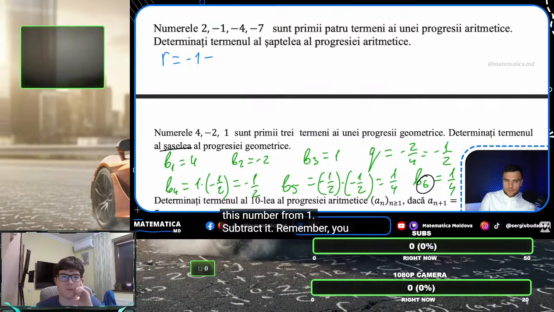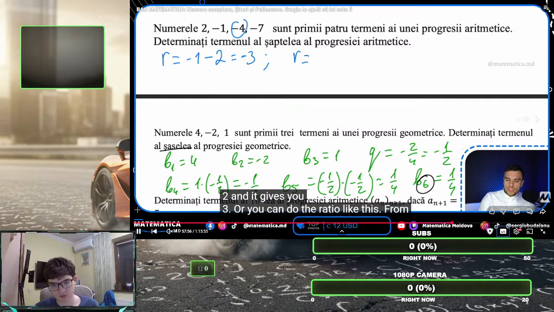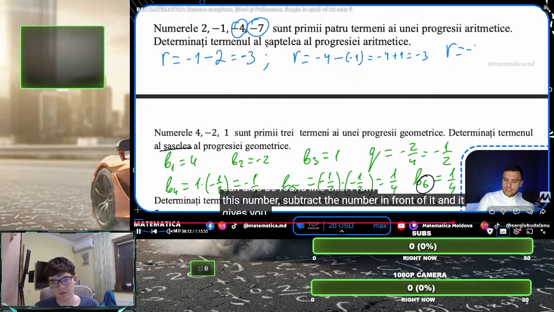Well, you just do a minus between the second and the first. So -1, -2, -3. That's the ratio. And now we have a fourth term, -7. We do -3, -10. Fifth term, -14. Sixth term, and -16th. That will be the seventh term. That should be the whole exercise.